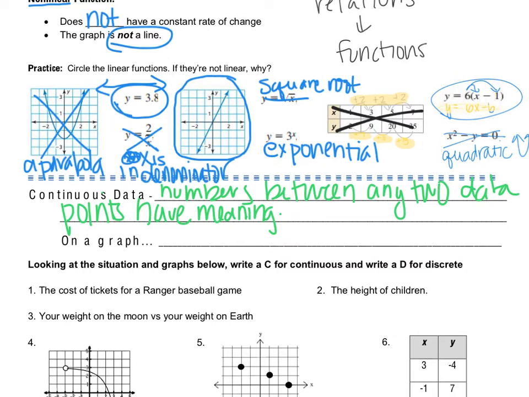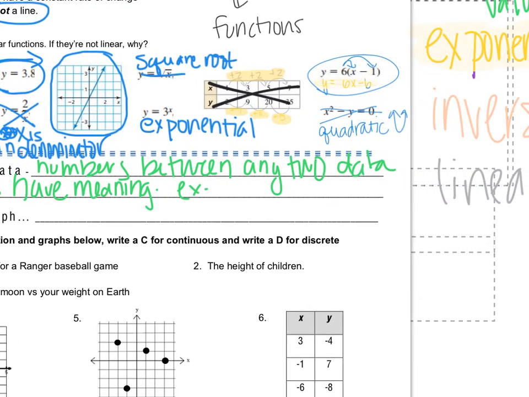For example, if you were talking about height, that's an example of continuous data. Because think about it, you don't just jump from 5'6" to 5'7" overnight. You slowly grow from one to the other. So those numbers in the middle matter. Another example is temperature. Another example would be weight. That's another time where those numbers in the middle matter.